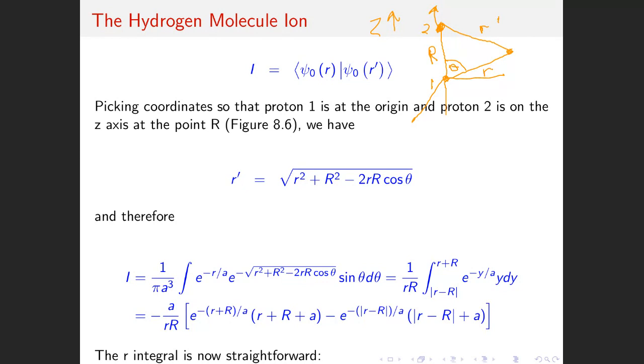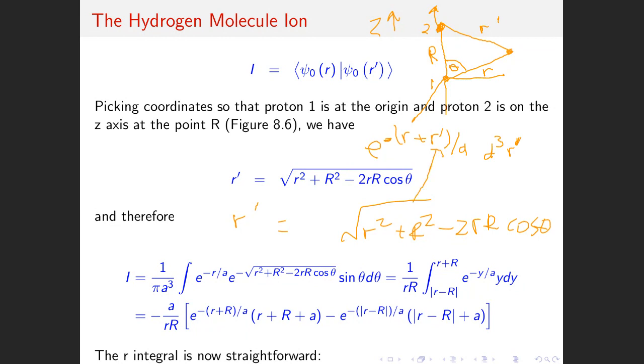Then you just use the normal cosine rule. This will give you the square root of r squared plus r squared minus 2 r r cos theta. And then you put this into your radial wave function. The only part you have to evaluate is e to the minus r over a, d3 r prime. This is the integral that we want, e to the minus r prime, where r prime is given by this thing. So it's a repetition of what we were doing last week.